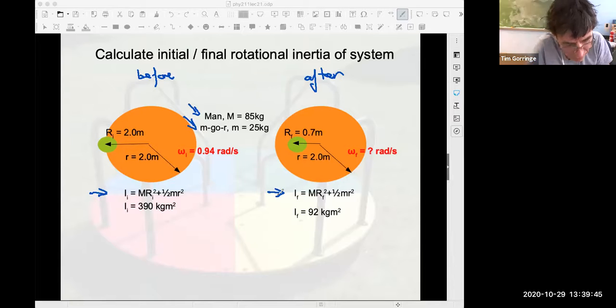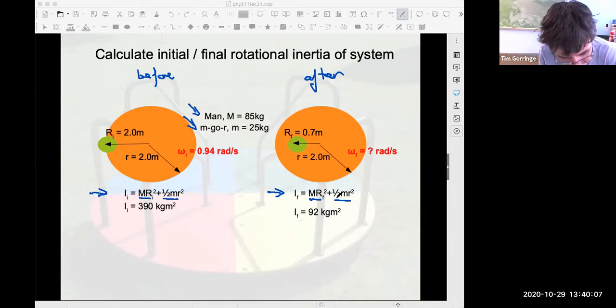So we've just got to add together those two contributions. The man's moment of inertia is like a point mass going in a circle. It's mr squared. The merry-go-round's moment of inertia, it's a cylinder. Its moment of inertia is a half mr squared. So these are the moments of inertia of the man and the cylinder, two contributions.